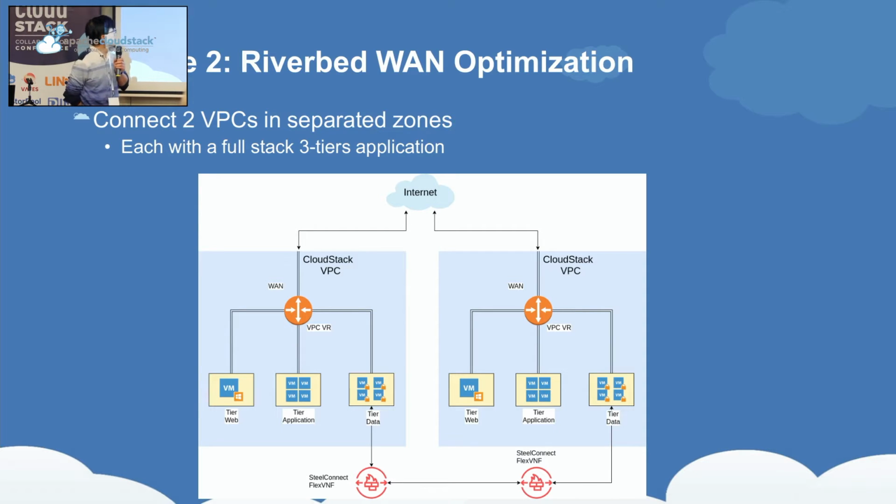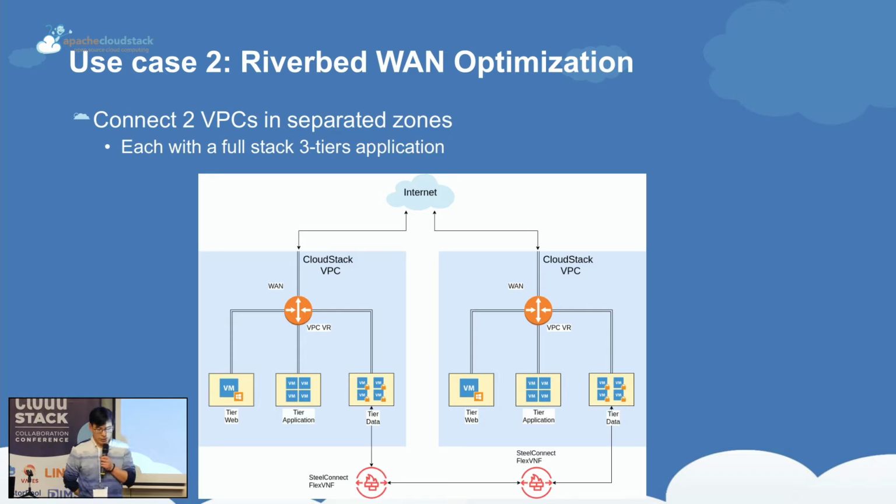Second use case is Riverbed network optimization. There are two CloudStack VPCs in separate zones, so they are not in the same data center. To connect these two VPCs, currently we need to create a remote site-to-site VPN, but the performance is not good.